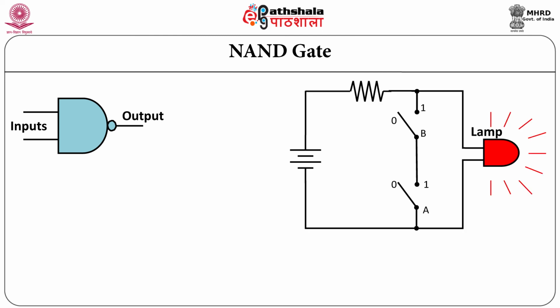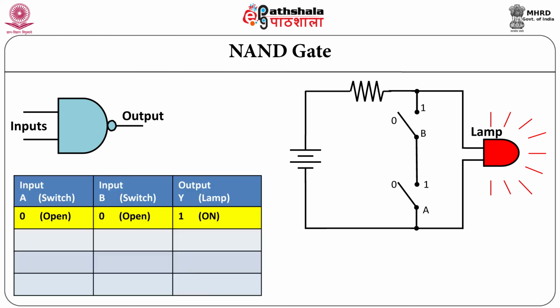In the NAND gate circuit constructed using the switch analogy, the switches are in parallel with the battery and lamp. The lamp is on when both the switches are open. The NAND gate produces a high output when any of the inputs are low. The lamp is on when any of the switches is open.